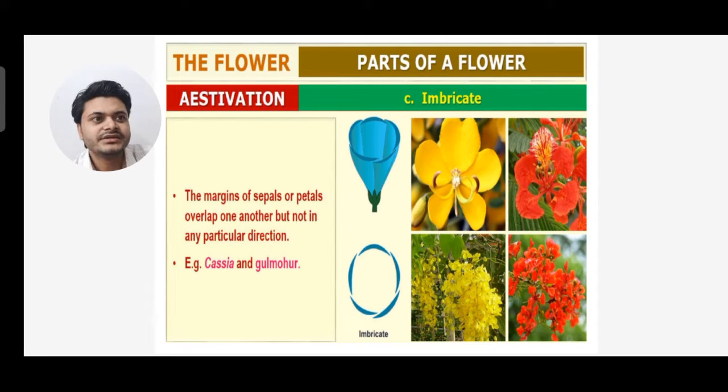Next is imbricate. Now let's see the imbricate pattern. In imbricate, you will see the margins of sepals or petals overlap one another, but not in any particular direction. They are overlapping, but not in a particular direction. Three petals are there in a twisted fashion, and one is entirely inner side, another one is outside. Examples you can see in cassia, or also in gulmohar. You can see the diagrams given on the right hand side.